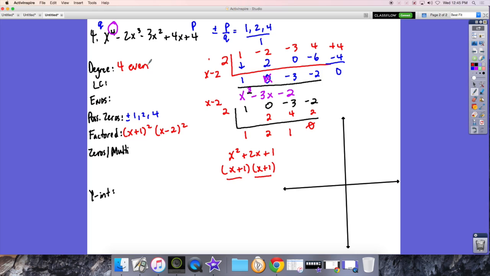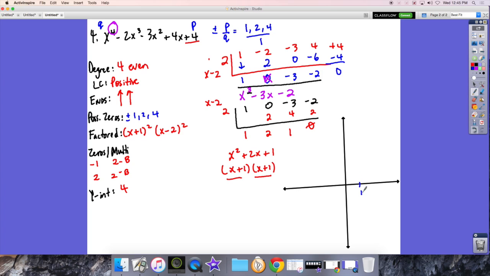That's an even number. There's no negative out front, so we have a positive lead coefficient, which means both ends are going to face up. Our zeros are negative 1 with a multiplicity of 2 and 2 with a multiplicity of 2, which tells me both zeros are going to bump. And if we look at our last term for our y-intercept, it is 4.